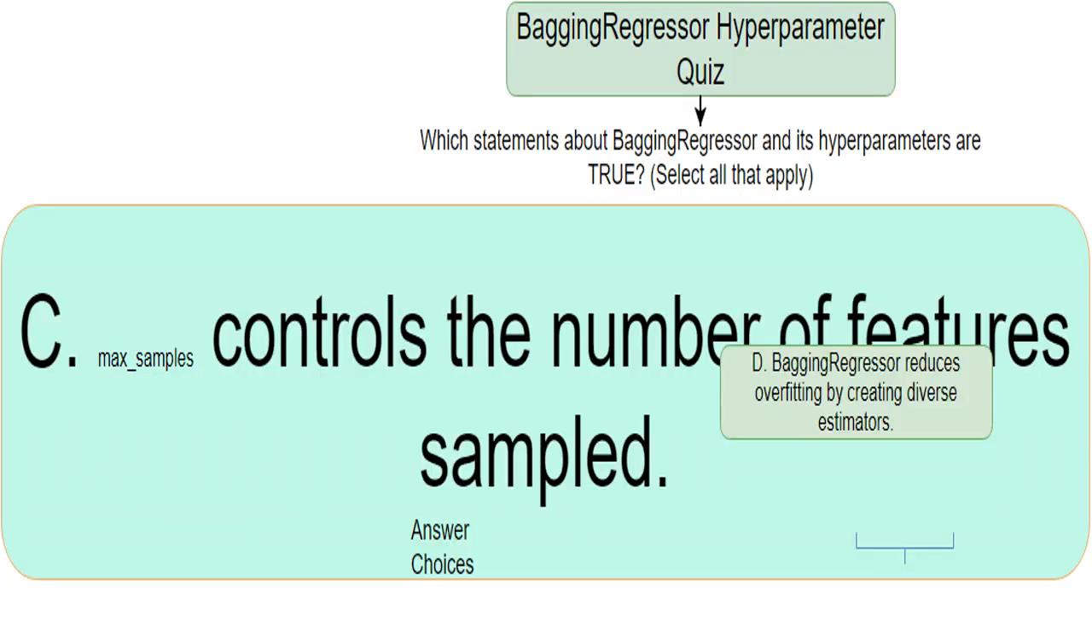I want to clarify this common misconception. max_samples actually controls the number of data points sampled, not the number of features. The number of features is controlled by max_features. It's an easy mistake to make.